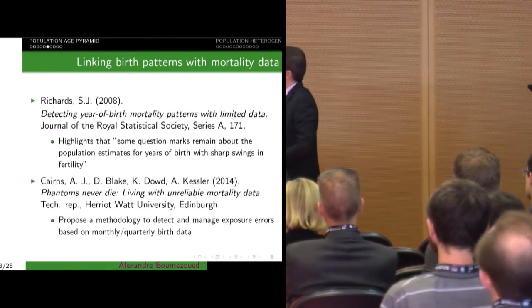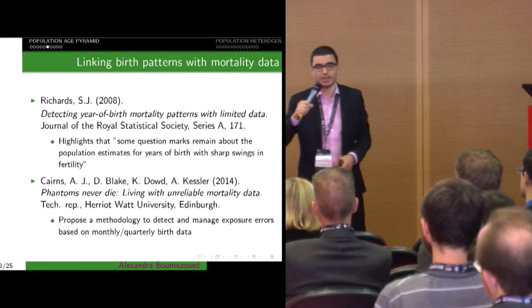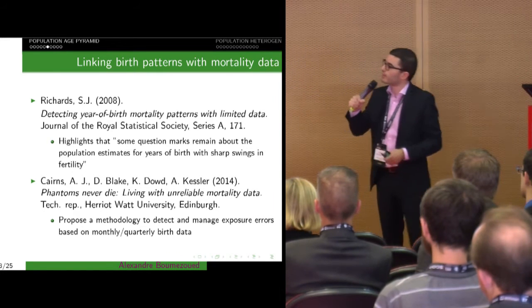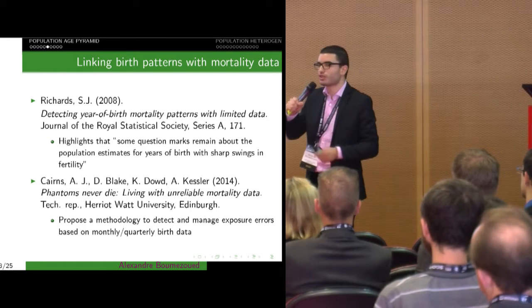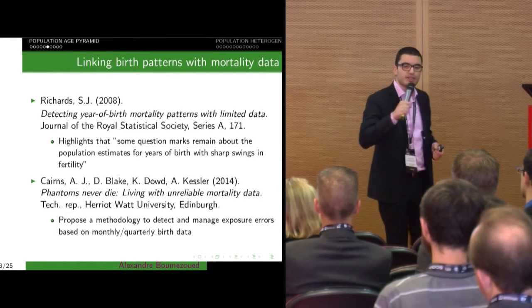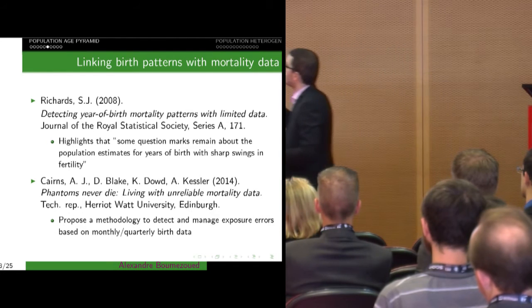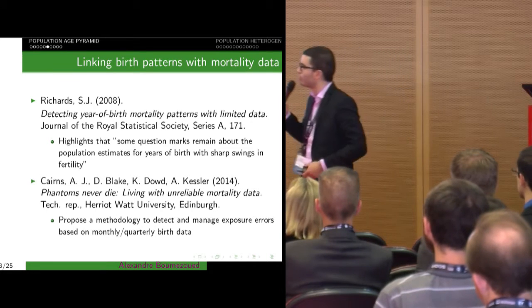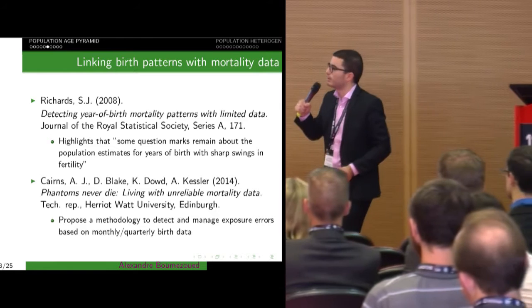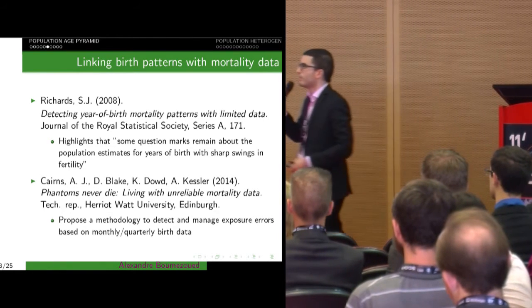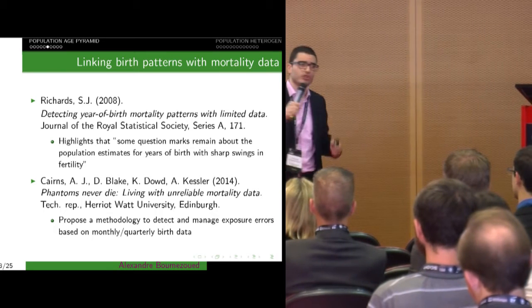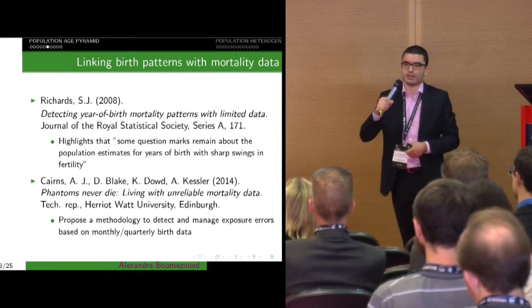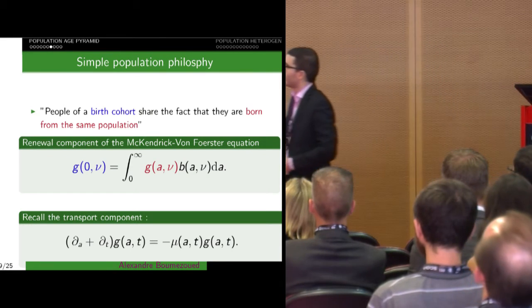But there is quite recent work on this topic saying that there is a big problem when we estimate national indices. The first remark is from Richards, which states that, in fact, there are questions when you compute population estimates for birth cohorts for which there were sharp swings in fertility. And this has been worked out by a fascinating paper by Cairns, Blake, Dodd, and Kessler, with a very nice title also, Phantoms Never Die, who proposed a methodology to use birth patterns to compute more reliable national indices. We will go through this to understand how it works.